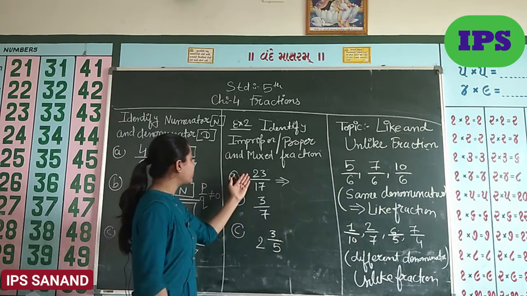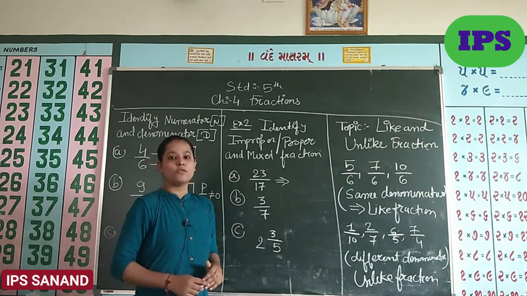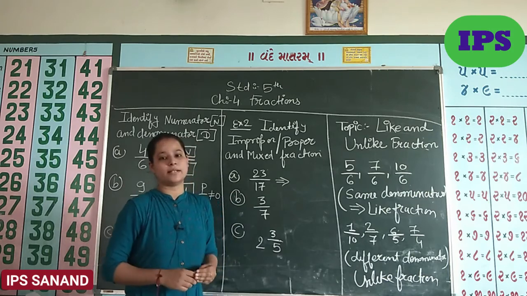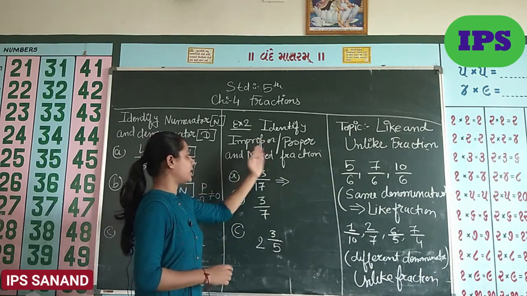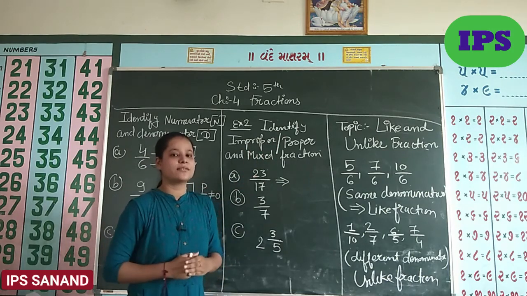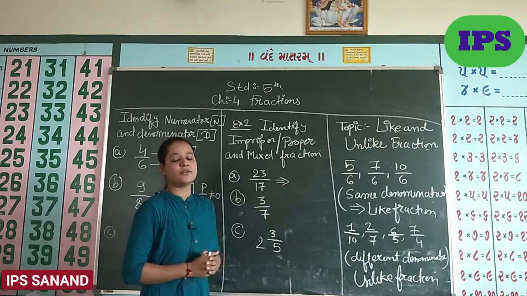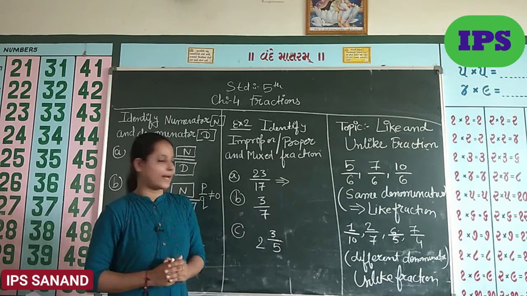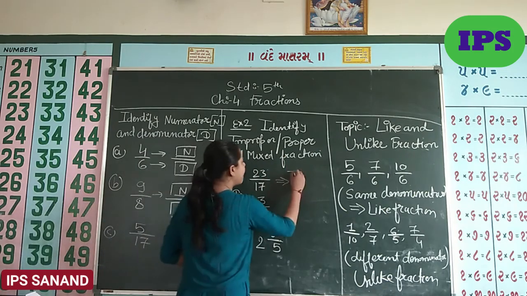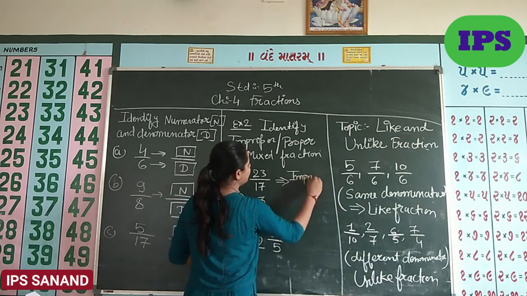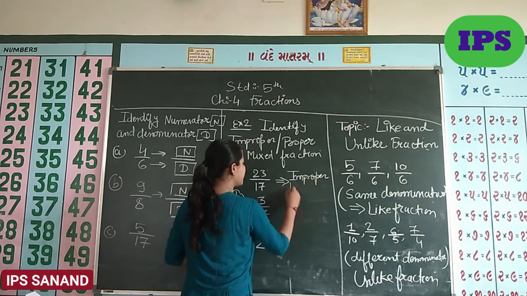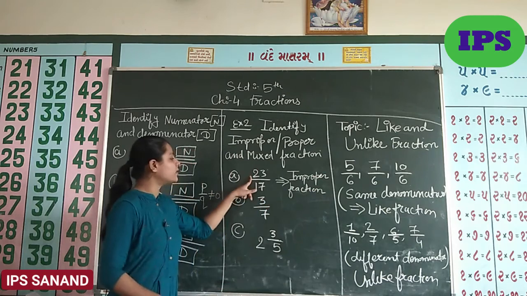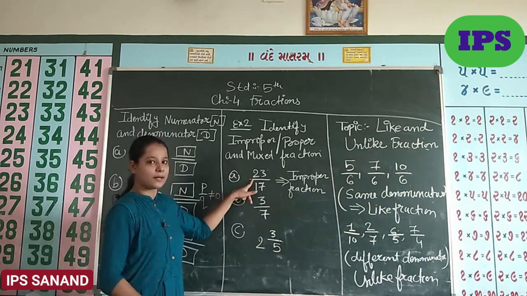Aap yahan pe dekh rahe honge, 23 jo hai wo numerator hai aur 17 jo hai wo aapka denominator hai. To kaun sa fraction hai ye? I will give you 2 seconds. Yaad kijiye, previous video mein humne samjha tha in teenon types ke fractions ke bare mein. Exactly, ye hai improper fraction. Because improper fractions में जो आपका numerator होता है वो denominator से बड़ा होता है.